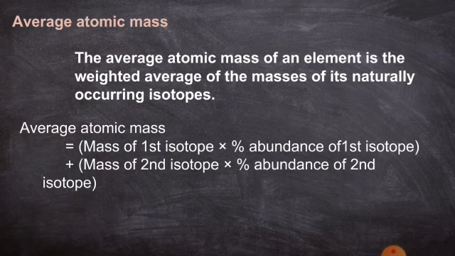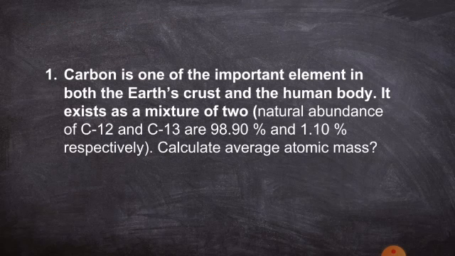So how will you find out the average atomic mass? That is equal to mass of first isotope into percentage abundance of first isotope plus mass of second isotope into percentage abundance of second isotope. If you have 2, you can use this formula. If you have 3, 4, 5, then you have to add those isotopes also.